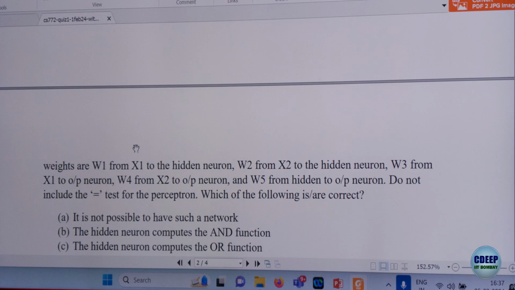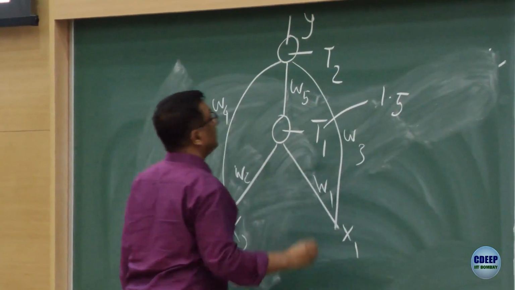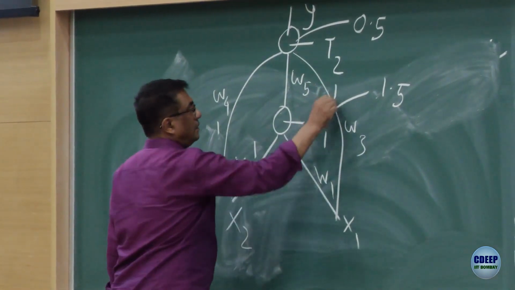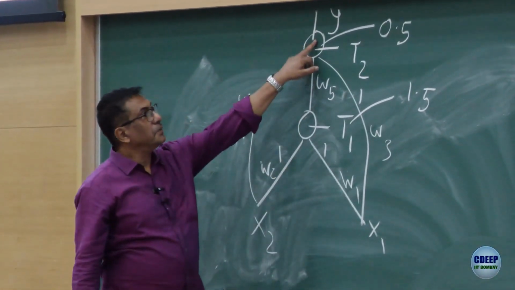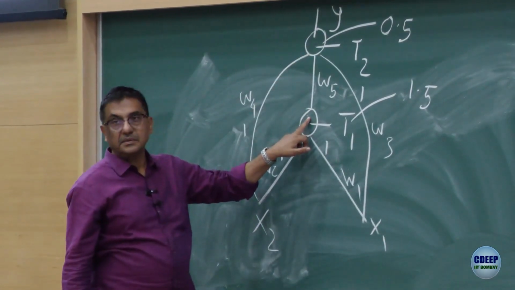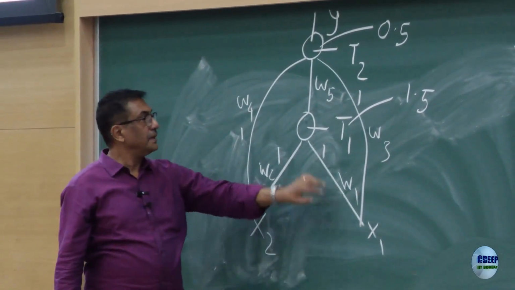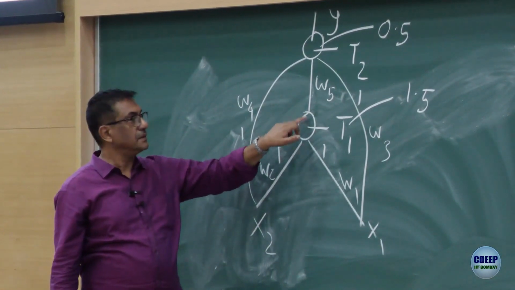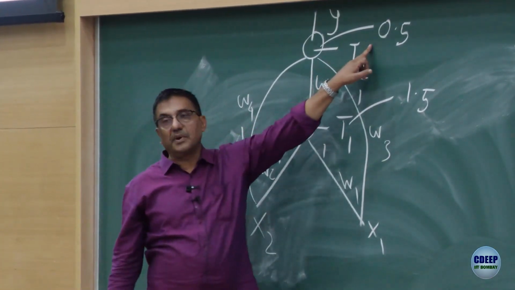Because this computes the XOR function if this threshold is 1.5, this threshold is 0.5. All the weights are 1. This computes XOR. Because if X1 and X2 are both 0, the output will have to be 0. 0 comes from here also. 0.5 is the threshold, so output is 0. 0, 1. This will not send out anything because here the threshold is 1.5. So input is 1. Output from here is 0. But this 1 here and 0 here will exceed the threshold of 0.5. So output will be 1.